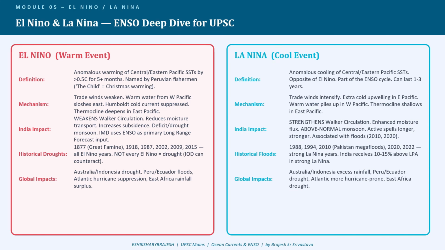Important nuance. La Nina is generally good for India's monsoon, but not always good overall. It can trigger devastating floods in vulnerable areas. More rainfall does not always mean better outcomes if infrastructure cannot handle it.